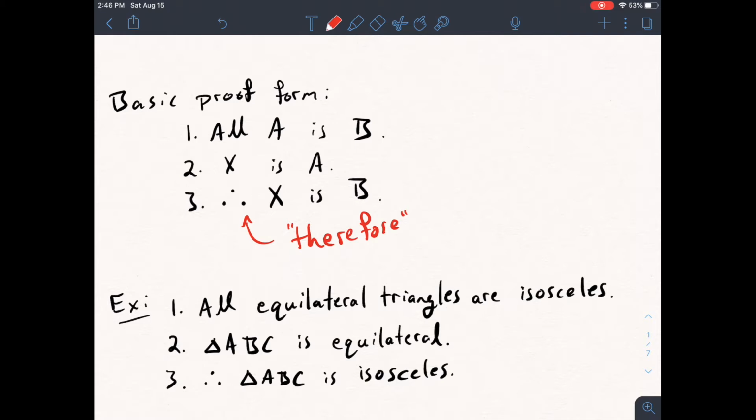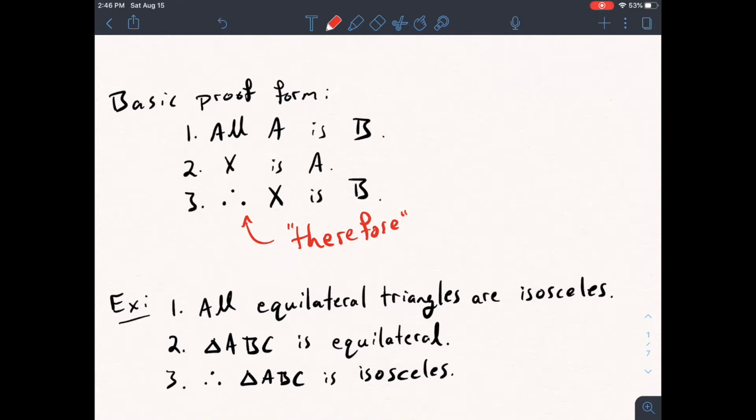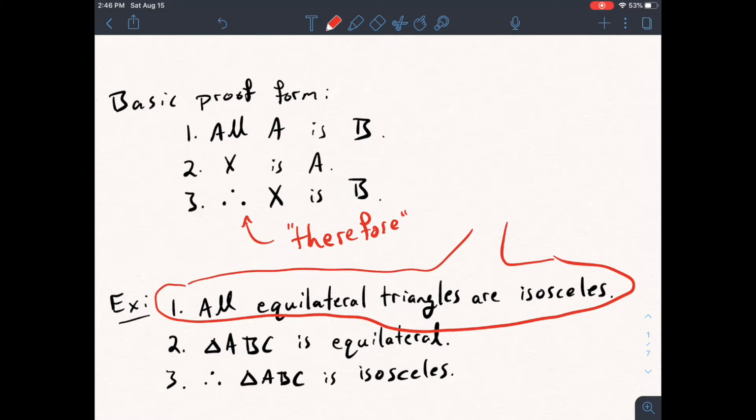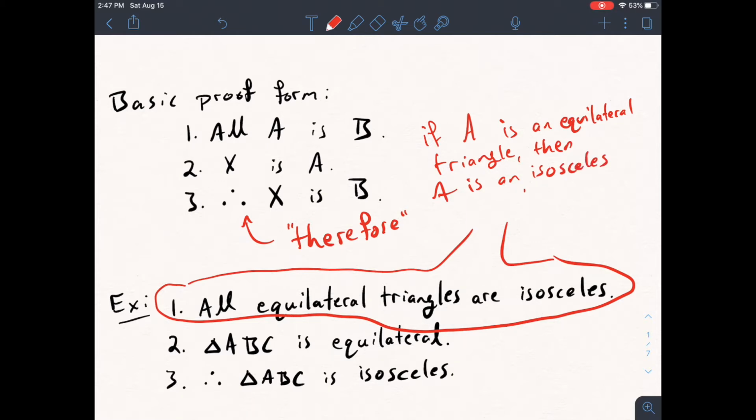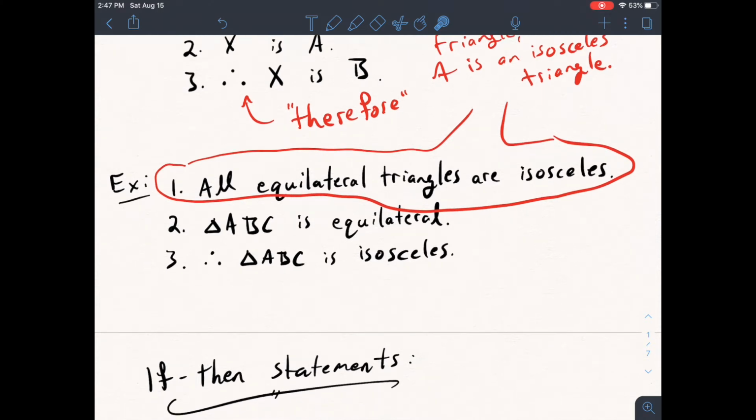All right. This whole thing can be summed up with a statement. Well, maybe I should actually say that this first line right here can be summed up with the statement: if A is an equilateral triangle, then A is an isosceles triangle. So this is an if-then statement. If A is equilateral, then A is isosceles. Right? So that leads into our discussion on if-then statements.